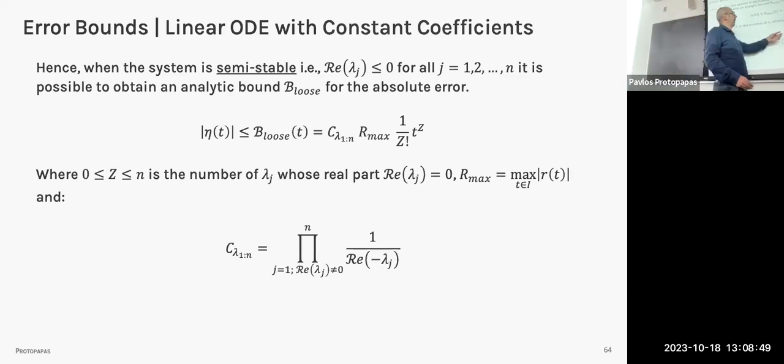Well, if the lambda is zero, it means you have a bunch of oscillations. The more modes of oscillation you have, the bigger your error is going to get, and it looks to follow the right thing. If the real value of your lambdas is smaller than zero, it means you have decays, right? And the bigger the lambda, the faster the decay, and the better the error is going to be. So at least that works well.